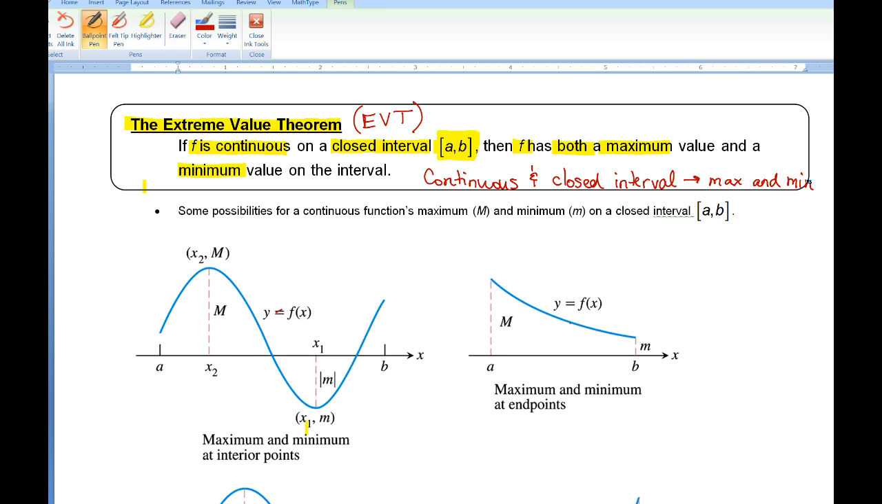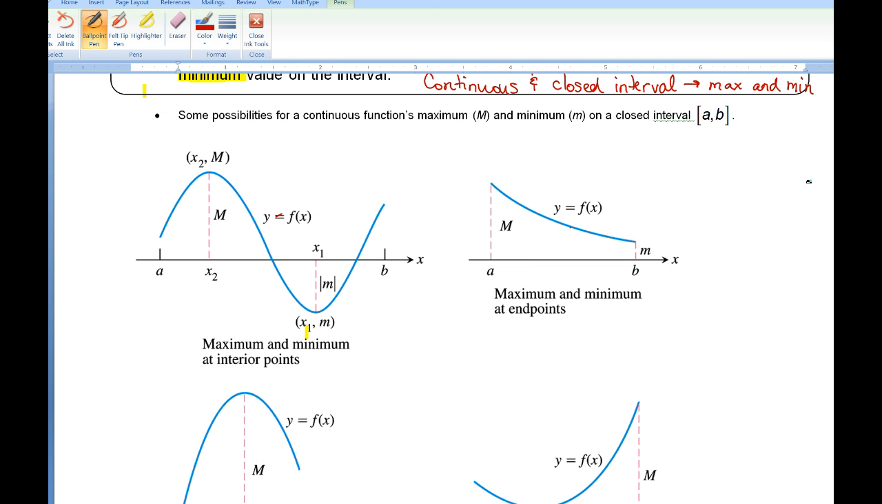So here's some examples. Here's a maximum, here's a minimum. These are examples where it's on the interior. And we're imagining here are our endpoints. So sometimes the maximum value is on the interior. It's not one of your endpoints, same for the minimum value, right? So here's our max. Here's our min.